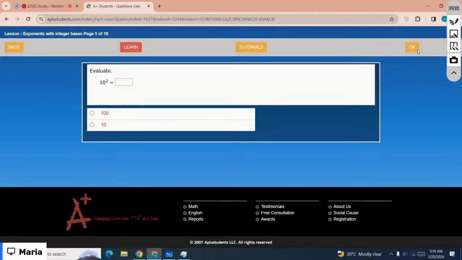10 square, which is the correct option? 10 square equals 10 times 10, right? And 10 times 10 equals 100, right?